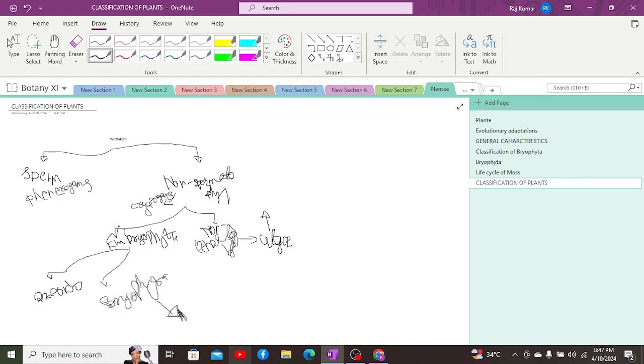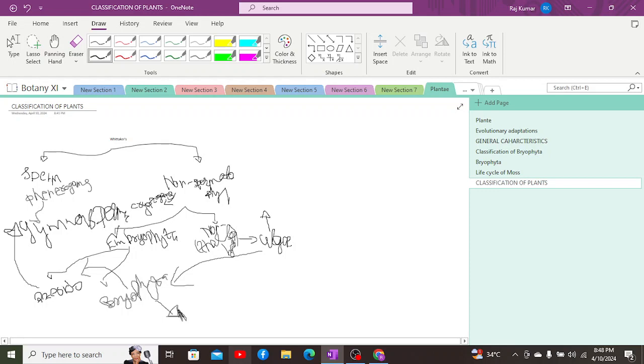From algae, the first embryophyta evolved, known as bryophyta, and from the bryophyta the first vascular plants evolved, known as pteridophyta. From the pteridophyta, which are non-spermatophyta, the first spermatophyta evolved, now named gymnosperms, which are under the category of spermatophyta. And that gymnosperms further evolved.